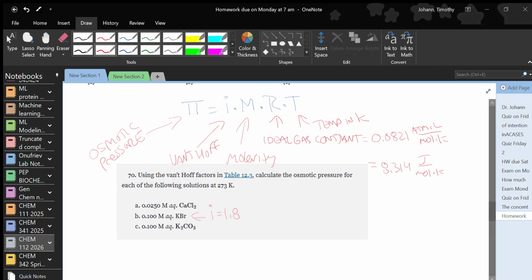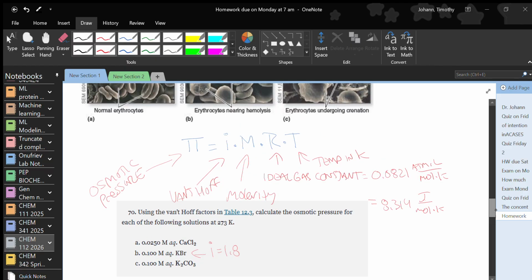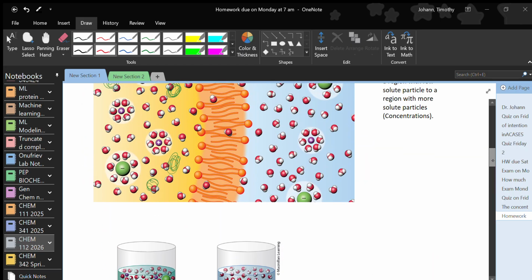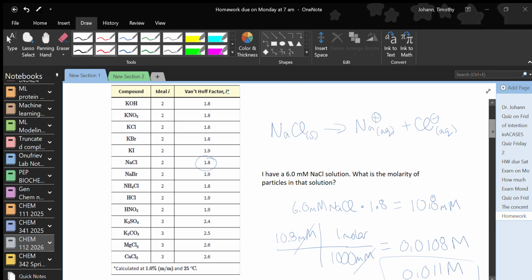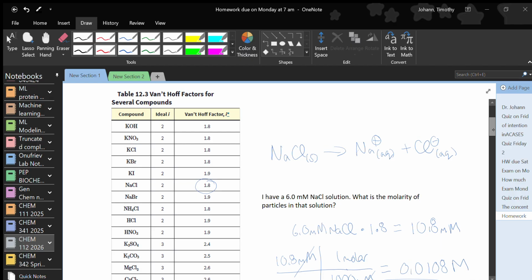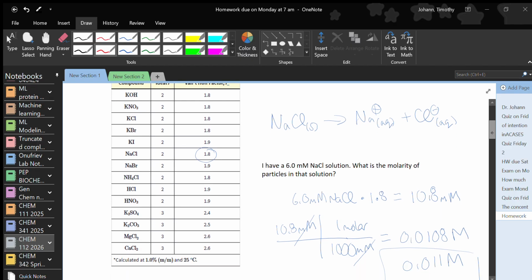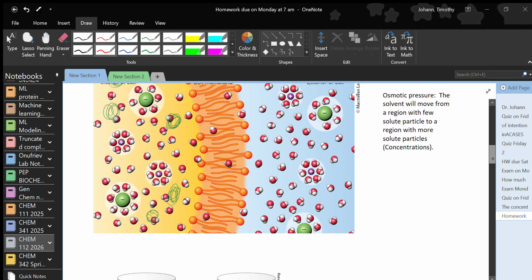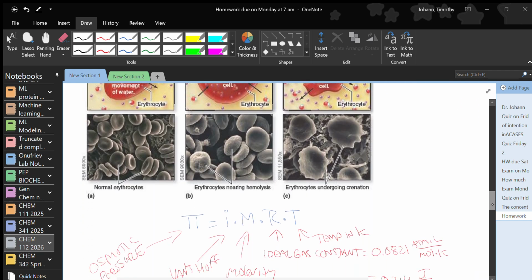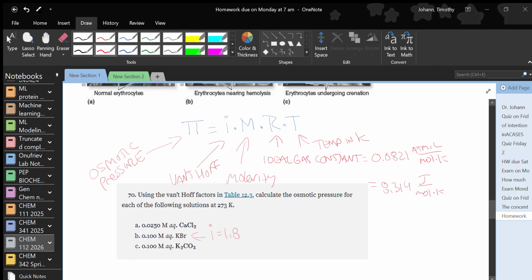What are the units for the Van't Hoff factor? That's a great question. I should have included them. What does it say they are? Oh, nope. There are no units. So we can cancel our units in the end and see if that's right, right?